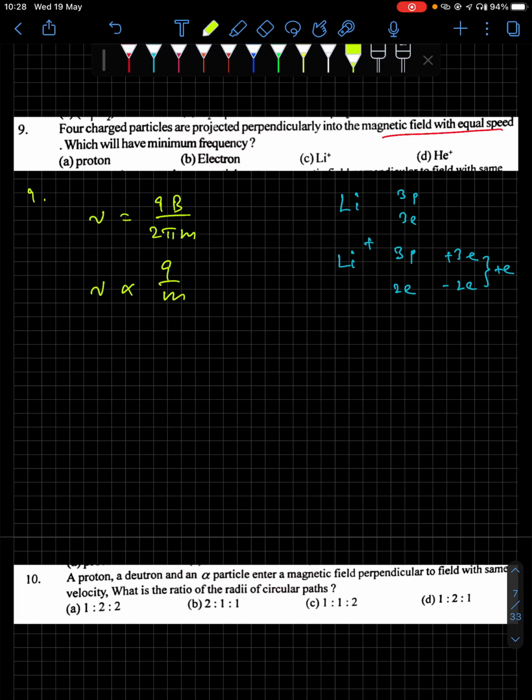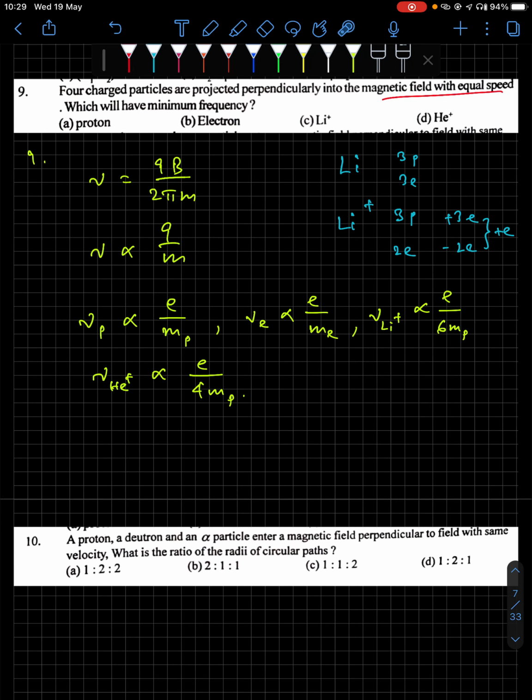Now, we are checking the frequency, right? For the proton, it is proportional to charge e over the mass of the proton. For the electron, again considering magnitude, it is proportional to e over the mass of the electron. For lithium plus, charge is e and mass is 6 times mp. Now, 3 protons and 3 neutrons, what do you have inside the lithium nucleus? For helium plus, it is proportional to charge e and mass is 4 times mp.